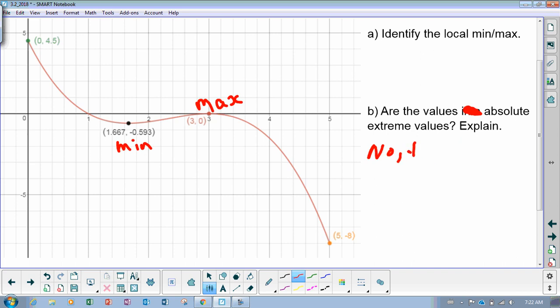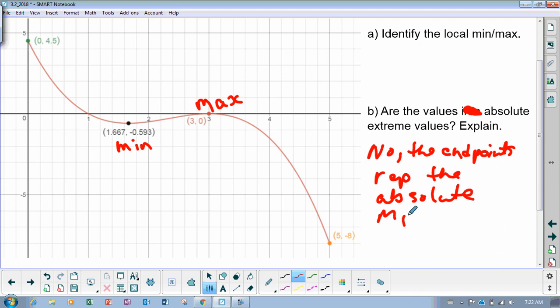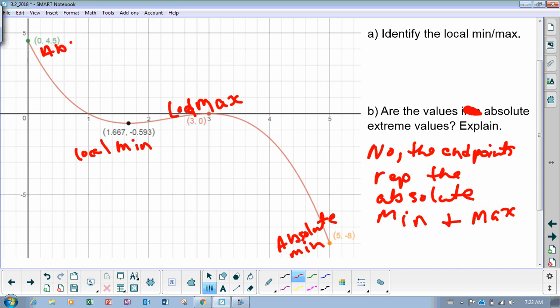The endpoints represent the absolute min and max. So these are going to be local. So I'll just put that word out in front. And this one here would be an absolute min, because there's no other value smaller than -8. And here we have an absolute max at 4.5.